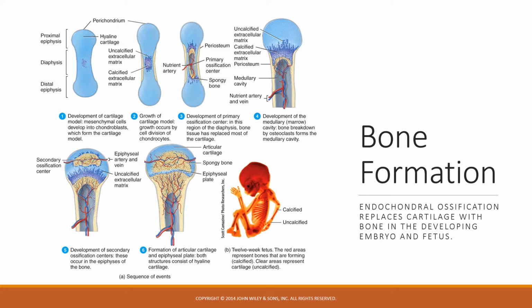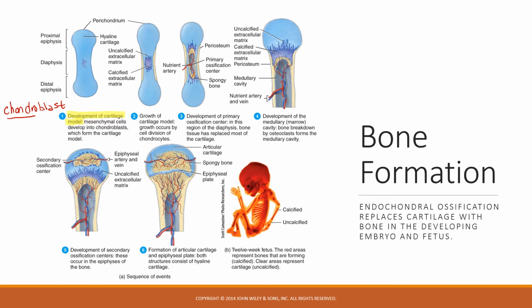The first one is going to be development of the cartilage model. So at the site where the bone is going to form, specific chemical messages cause the cells in the mesenchyme to crowd together in the general shape of the future bone, and then develop into chondroblasts. Chondroblasts are just like osteoblasts, but chondroblasts actually produce cartilage. Because remember, chondro is the prefix for related to cartilage.